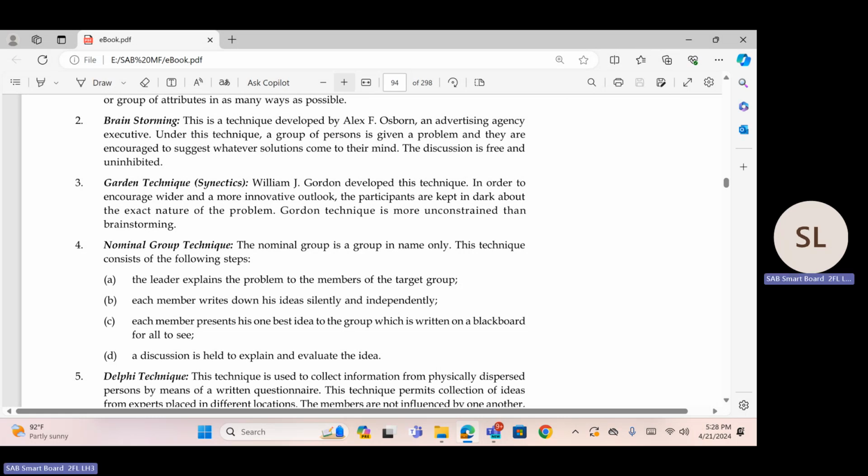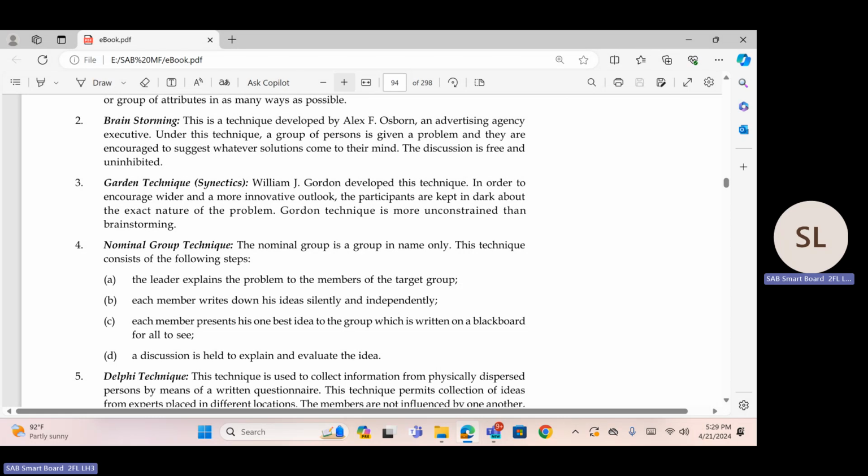Each member presents their own best idea as an independent presentation, maybe on a blackboard or a whiteboard. Now we can use online methods. It is presented independently, which is very opposite to brainstorming. Then a discussion is held to evaluate the ideas presented by members independently. It may take more time compared to brainstorming, but this is another alternative method.